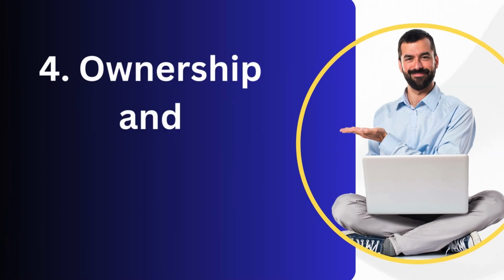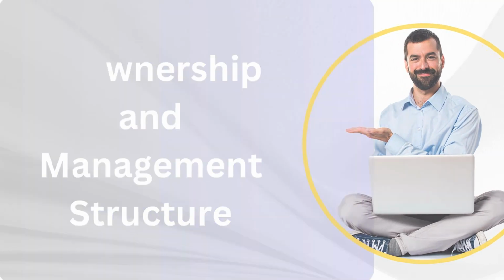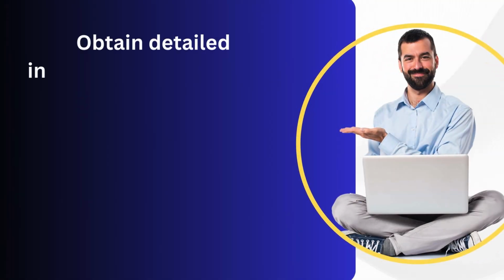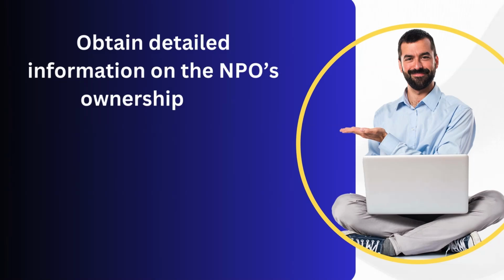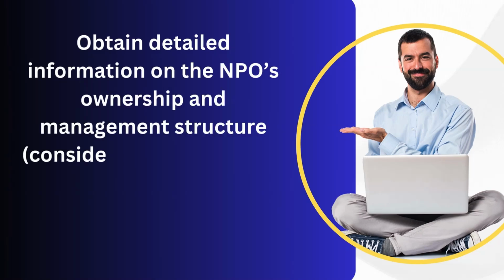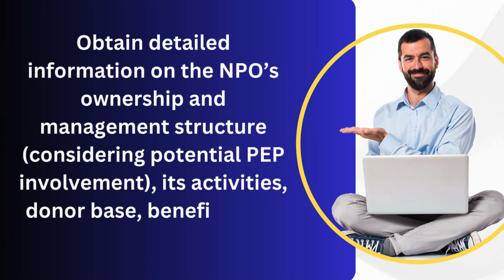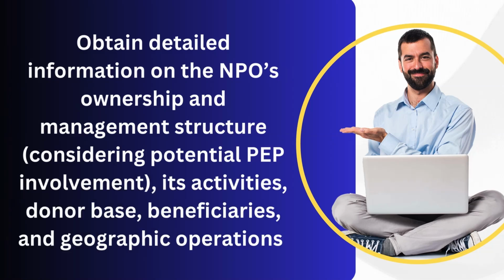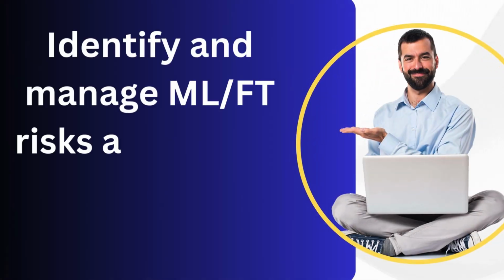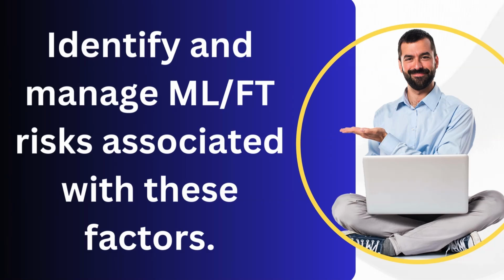4. Ownership and management structure. Obtain detailed information on the NPO's ownership and management structure, considering potential PEP involvement, its activities, donor base, beneficiaries, and geographic operations. Identify and manage ML-FT risks associated with these factors.